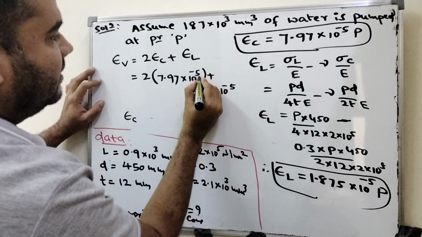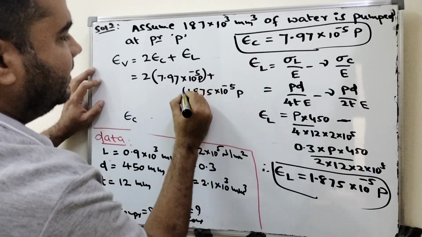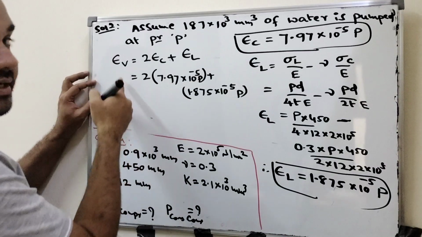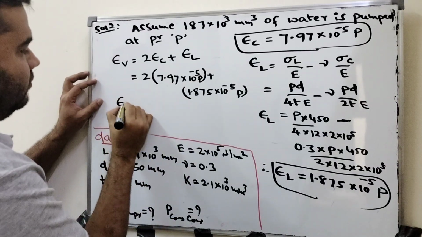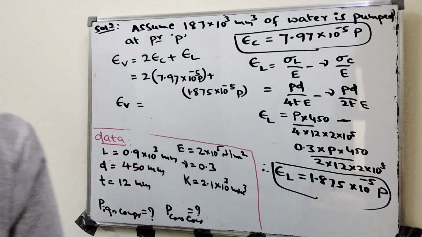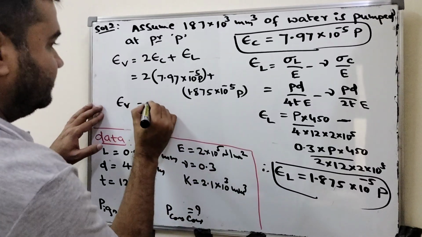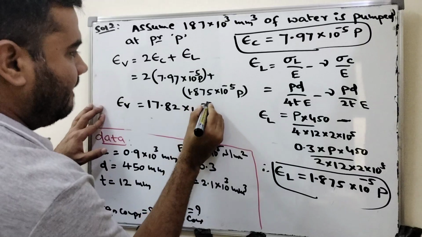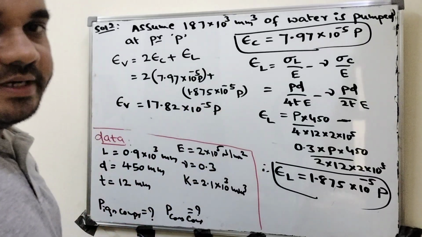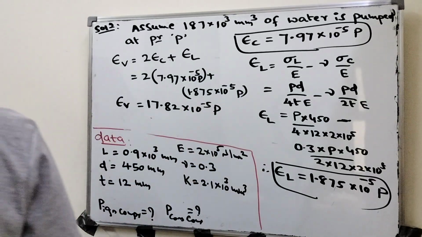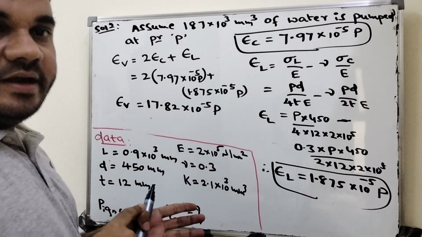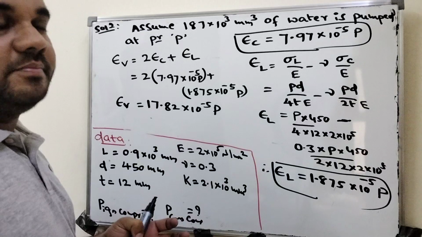This is P, here also P, and this is P, right? Now calculate the volumetric strain in terms of P. Therefore volumetric strain in terms of P is 17.82 into 10 raised to minus 5 P. This is volumetric strain. Okay. Now we will go one by one, neglecting the compressibility and considering the compressibility.